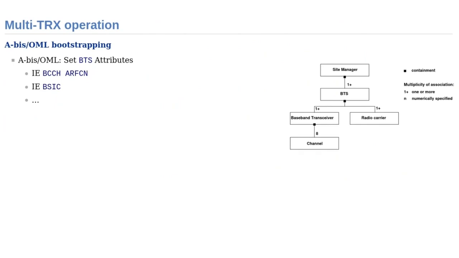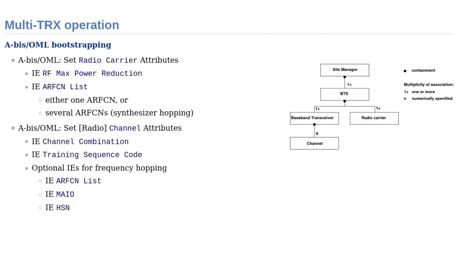This is like some other topic that I'm not going to cover here. You also have radio carrier attributes where you define exactly the list of channels. So it's either only one RFCN or several, and several only if your hardware supports this. So this can be used for synthesizer hopping. I will also talk about this later.